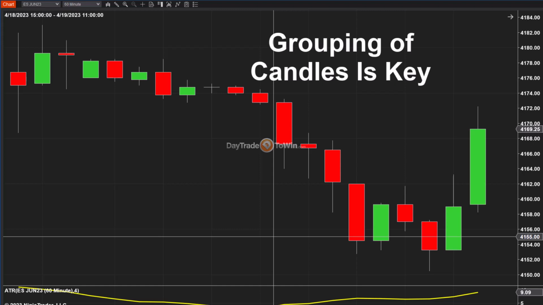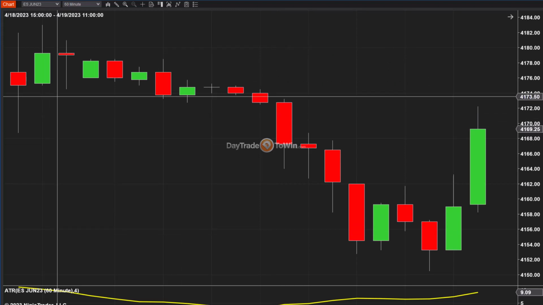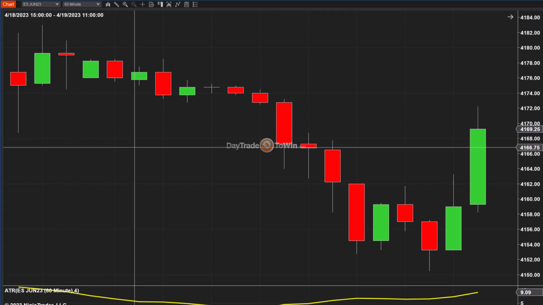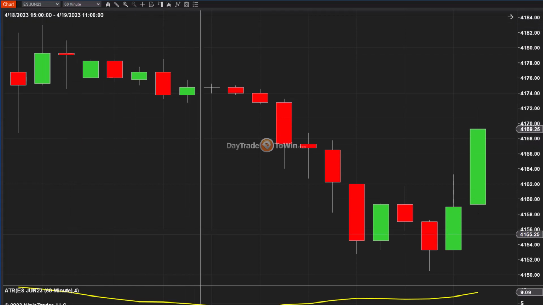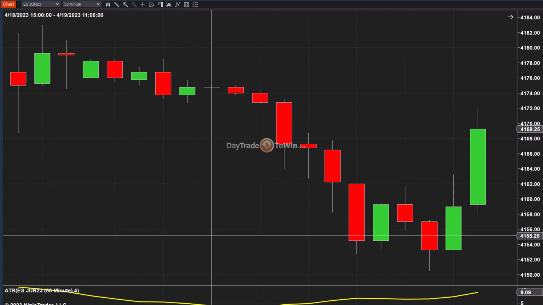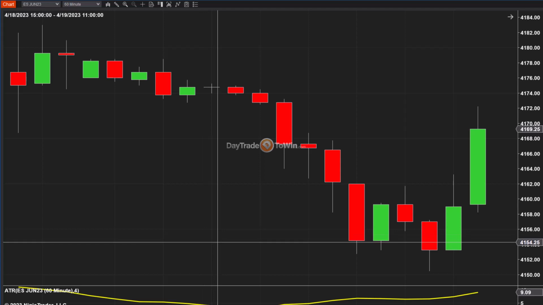Now this doesn't have to be on an hourly chart, which this happens to be a 60-minute chart. This can also happen on a 5-minute chart or a 1-minute chart for day traders. So this is what I'm showing you more for swing trading, whether it be a stock, a NASDAQ, an E-mini, it doesn't really matter, equities, even Forex and currencies.